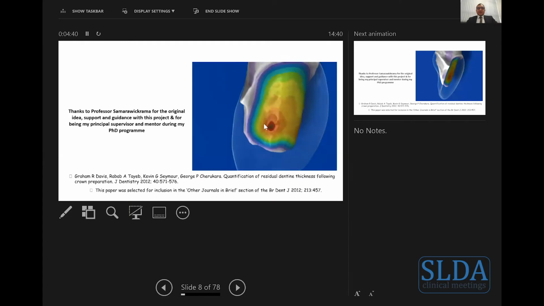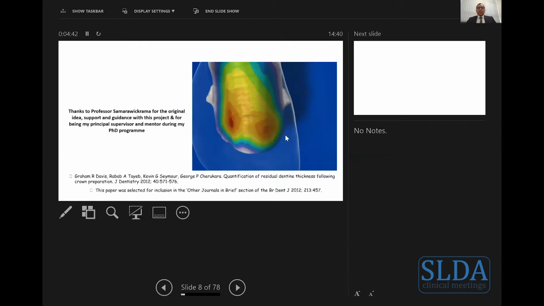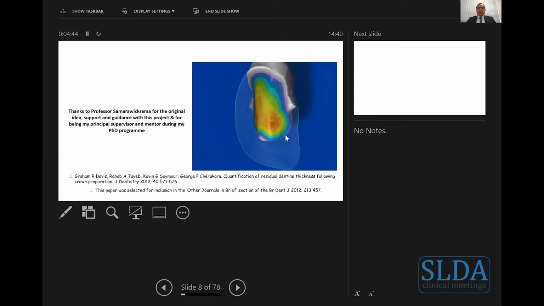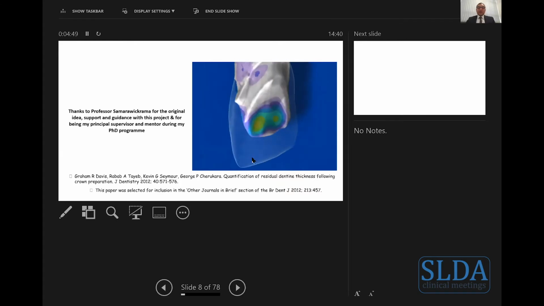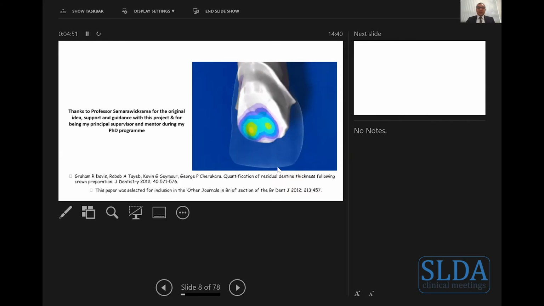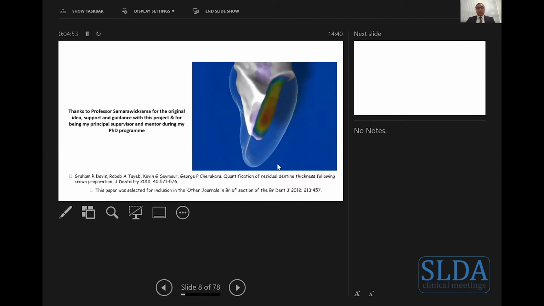So you can see these two red spots here. That's where the pulp holes are on the tooth, or very close to the pulp holes. And when we are preparing a tooth for a metal ceramic crown, you can see that the translucent area is the amount of tooth structure that was once there that we have now prepared.